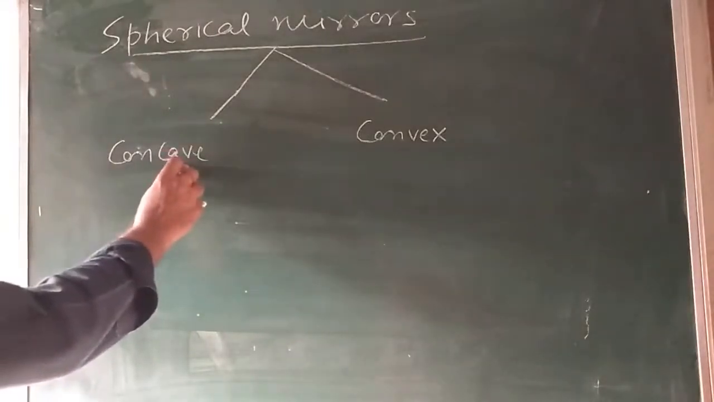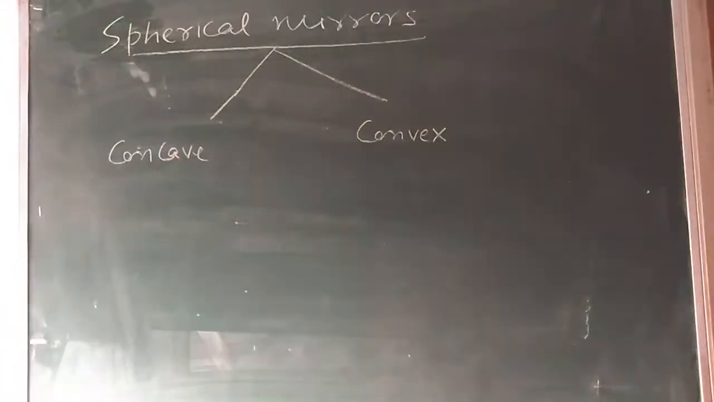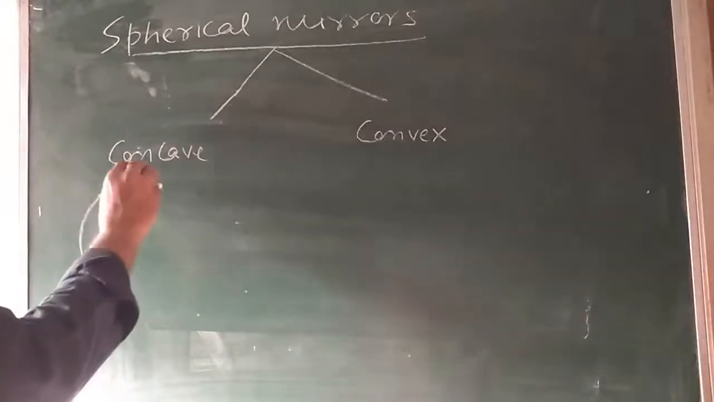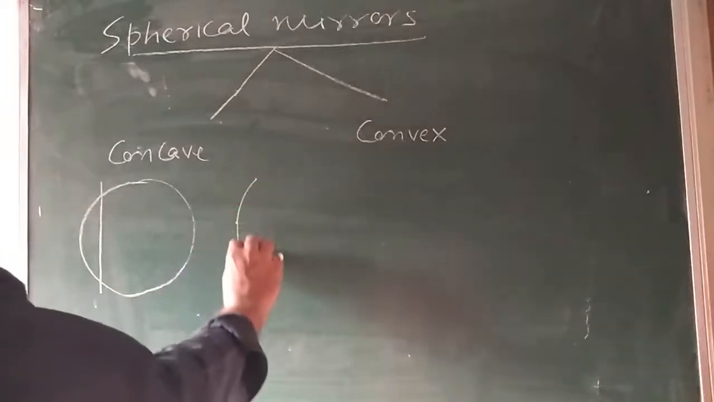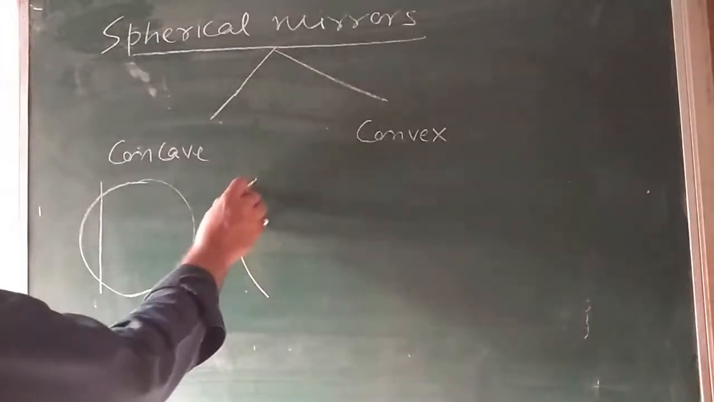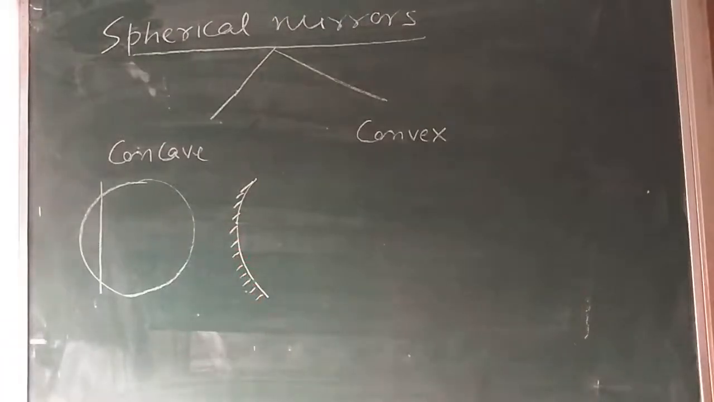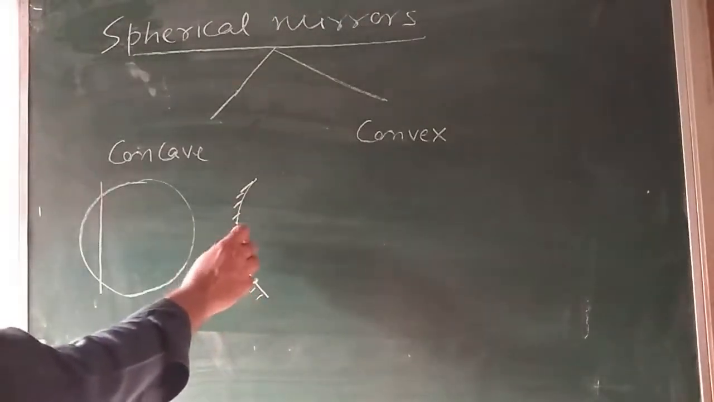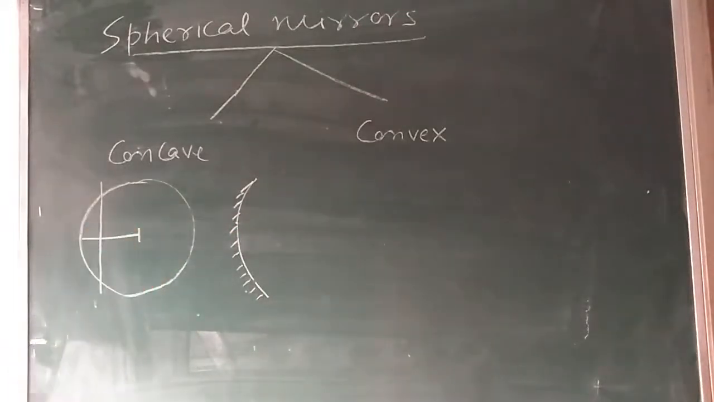A concave mirror is that mirror whose reflecting surface is towards the center of the sphere. Suppose here is your glass, out of which you are taking this part, and painted from outside like this. Here you can say this is the part which is towards the center. In this manner, that is called a concave mirror.